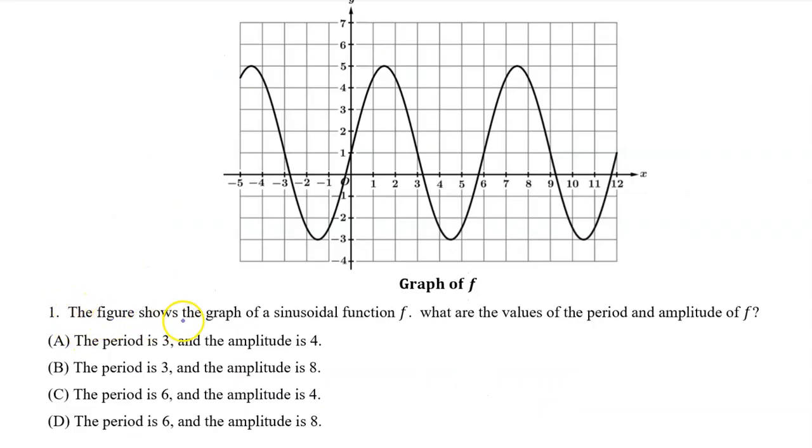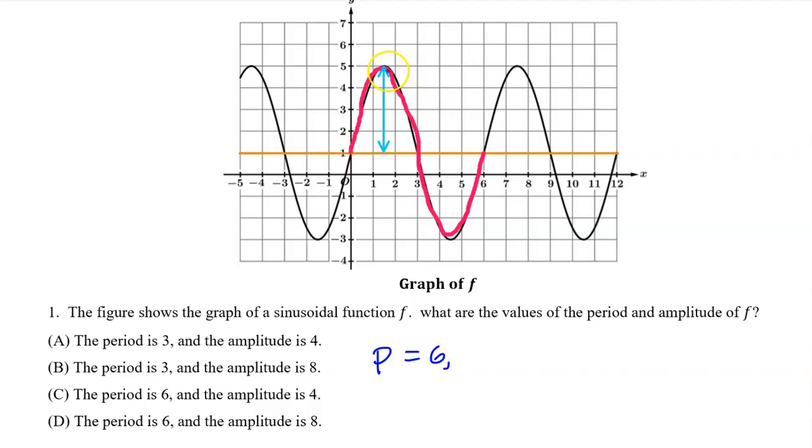Number 1. The figure shows the graph of a sinusoidal function f. What are the values of the period and the amplitude of f? First, draw the midline, which is halfway between the highs and the lows. The first period of f starts at 0 and ends at 6, so the period is 6.